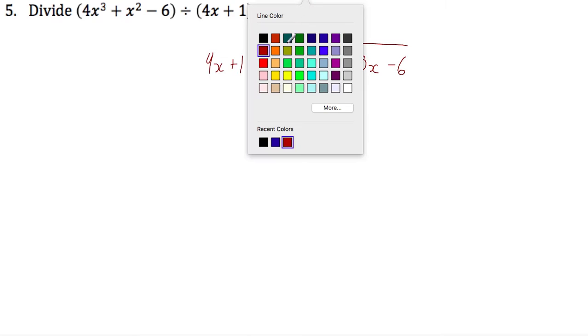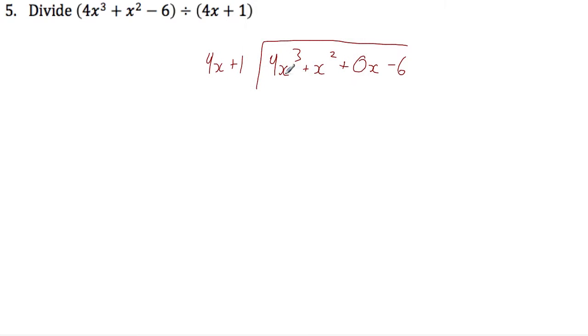So what we do is we divide. The first term is just 4x to the third divided by 4x. That's going to be an x squared. I put that over the x squared, and I multiply. So x squared times 4x is 4x to the third. x squared times 1 is plus x squared.